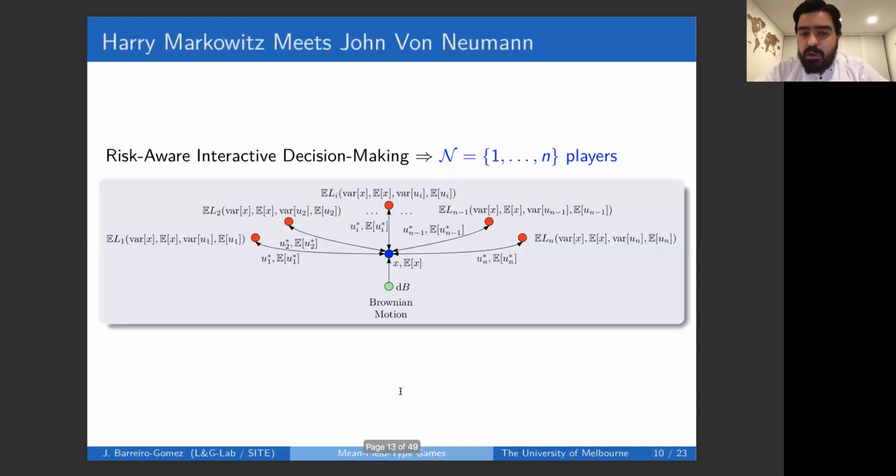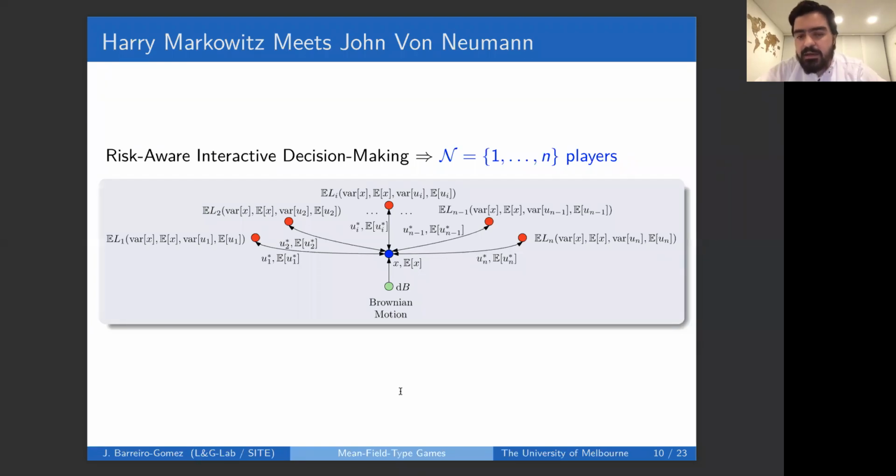So this is a risk-aware interactive decision-making, or risk-aware game, or mean field type game as well. So in here, I present the case in which we have a finite number of decision makers. So we have n decision makers. In this diagram, I present with red color the players, and then they can affect the system state evolution that we present here with the blue color. And we have a Brownian motion affecting the evolution of the state, because we have a stochastic differential equation.